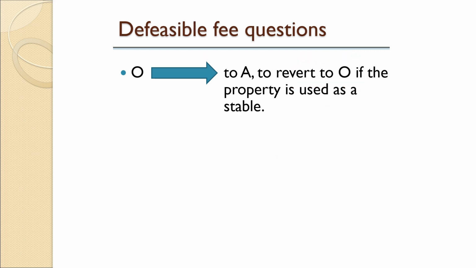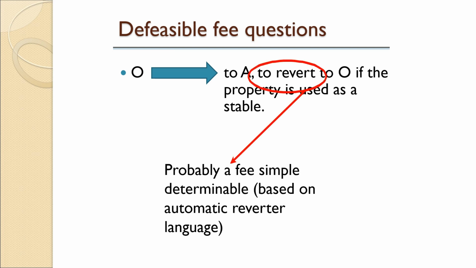This one says, "To A to revert to O if the property is used as a stable." Now don't be thrown off by this. It doesn't say "so long as" or "until," but it does say "to revert to." Well, that sounds automatic. It sounds as though the reversion is going to go back to O automatically, and therefore probably a court will find it's a fee simple determinable, even though it doesn't literally say "so long as" or "until." Those phrases are the typical phrases that are used, but other phrases that indicate an automatic reverter to the grantor will equally satisfy the need to find a fee simple determinable.